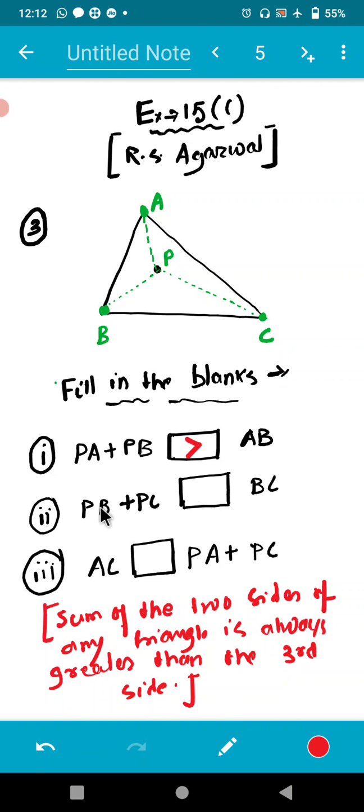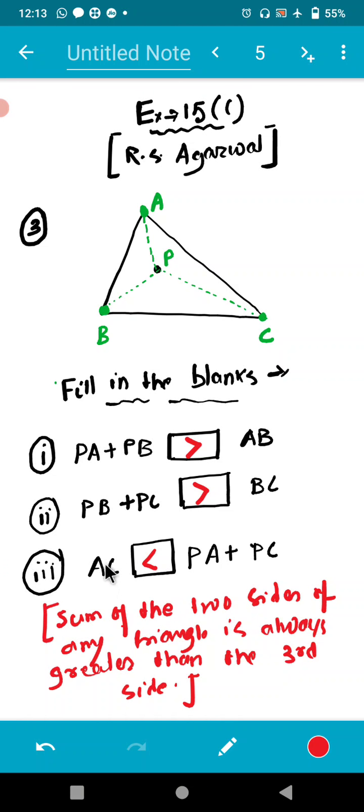Now let's move on to the next one. So that is PB and PC. So that means they are talking about this triangle. So that means PB and PC is greater than what? BC. So again we will put a greater than sign. Now PA and PC, you see, where is PA and PC? That means PA and PC would obviously be greater than AC, but I am comparing AC with this, so I will write AC is less than PA and PC.